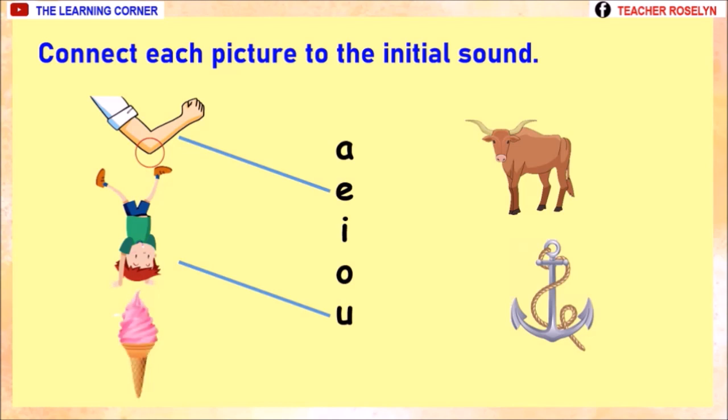This is ice cream. Ice cream. What is the beginning letter of ice cream? Letter I. This is an ox. Ox. What is the beginning letter of ox? Letter O. This is anchor. Anchor. What is the beginning letter of anchor? Letter A.